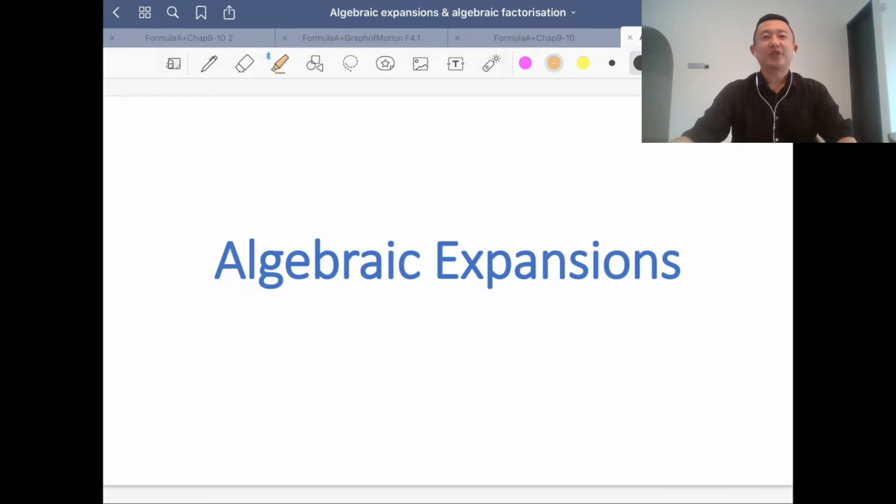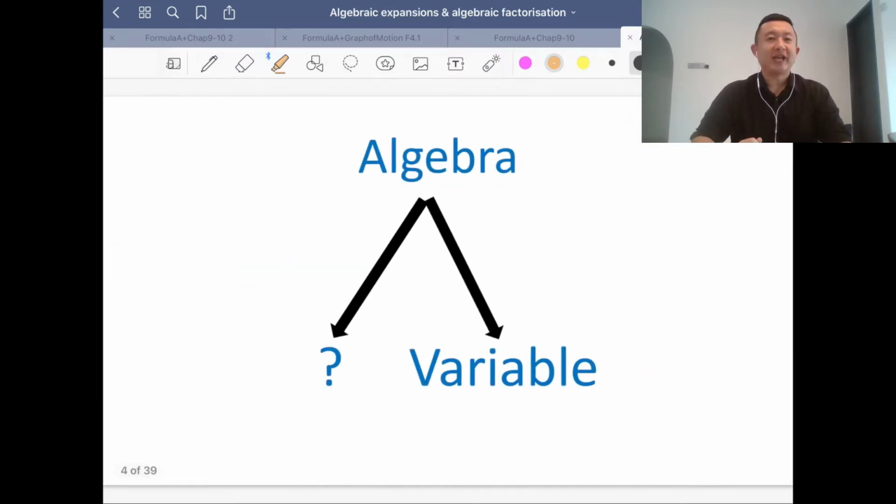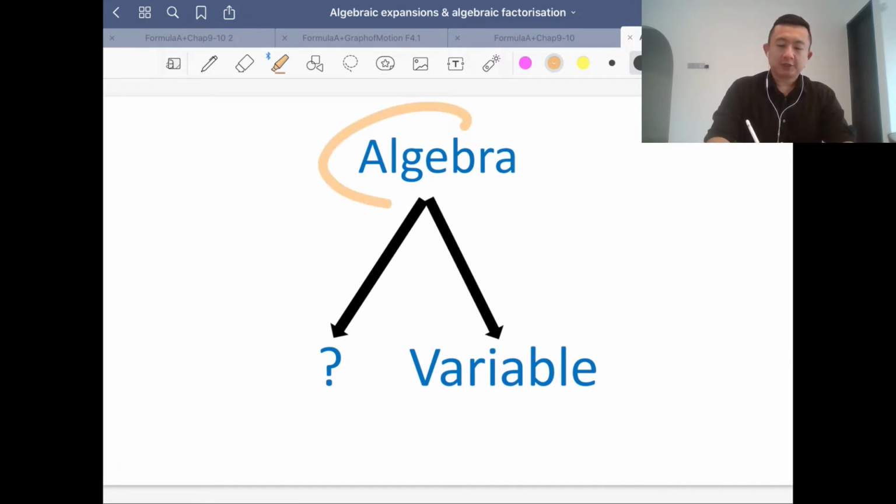In this video, I will talk about algebraic expansions. But before we tap into algebraic expansions, there are certain things that you should be reminded, and we will do a quick revision on that. When we talk about algebraic expansion, the first keyword that came to your mind should be algebra, right? So algebraic expansion is about algebra, and when we talk about algebra, it's about dealing with the unknown, right?